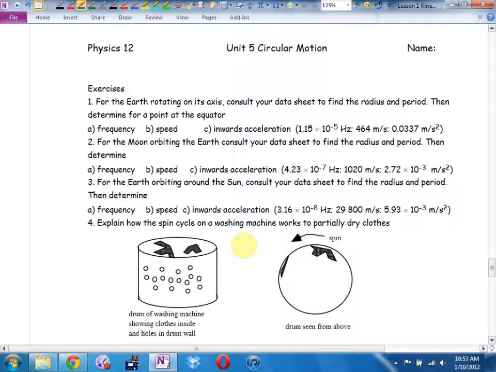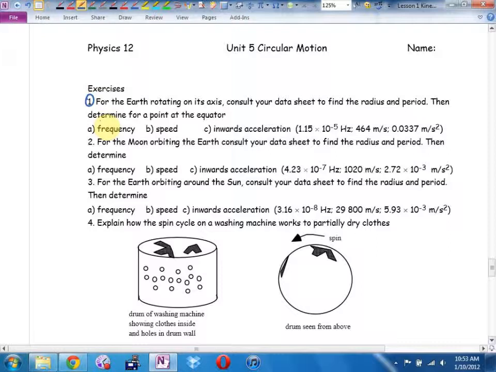What's the period to go around the Sun? Well, it's 365 days, but it's not quite exact. I think they actually give you the period in seconds on your sheet, and that includes the quarter day leap year thingy that doesn't work out. Okay? For number one, on the Earth, on the equator, find the frequency, the speed you're traveling on the equator, and the inwards acceleration required for that to occur. Same for the Moon. Same for the Sun.